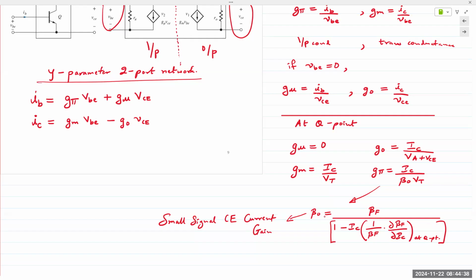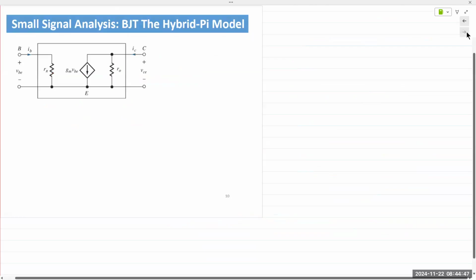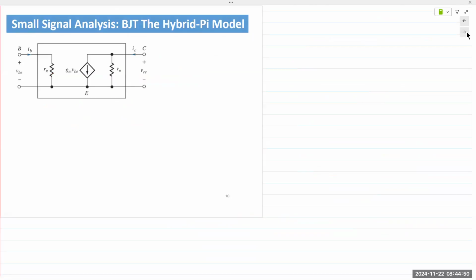And from here, we can simplify this model to get one of the most popular models, which is the hybrid pi model. It was called the pi because, well, somebody early on thought it looked like the symbol pi, hence known as the pi model. In this hybrid pi model, we simply have the input resistance R pi, output resistance RO, and we can model the output side as a dependent current source, Gm times VBE.